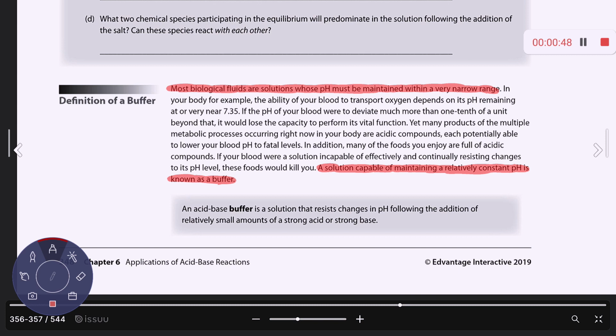So basically, you can add a very small amount of a strong acid or a strong base to a buffer solution, and it will resist a change in pH. Take a look at the next page.